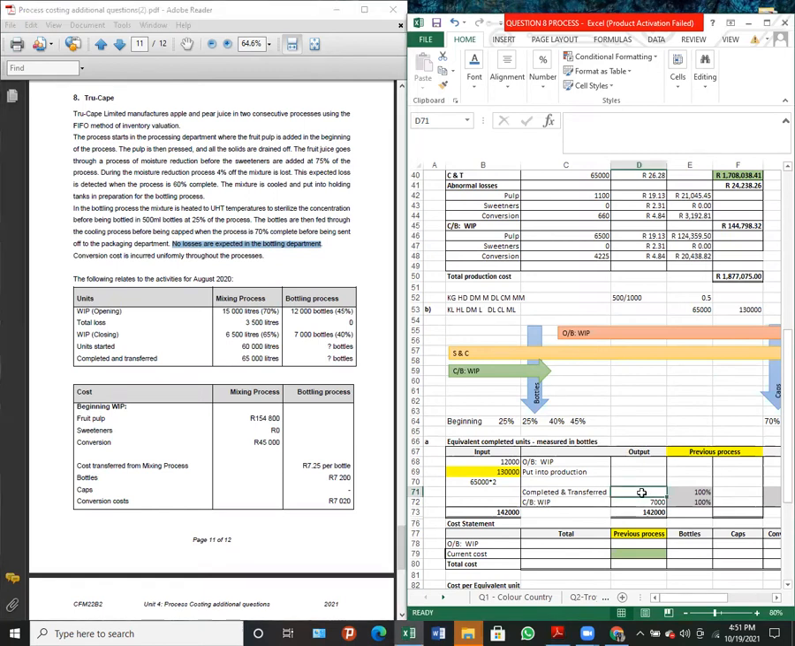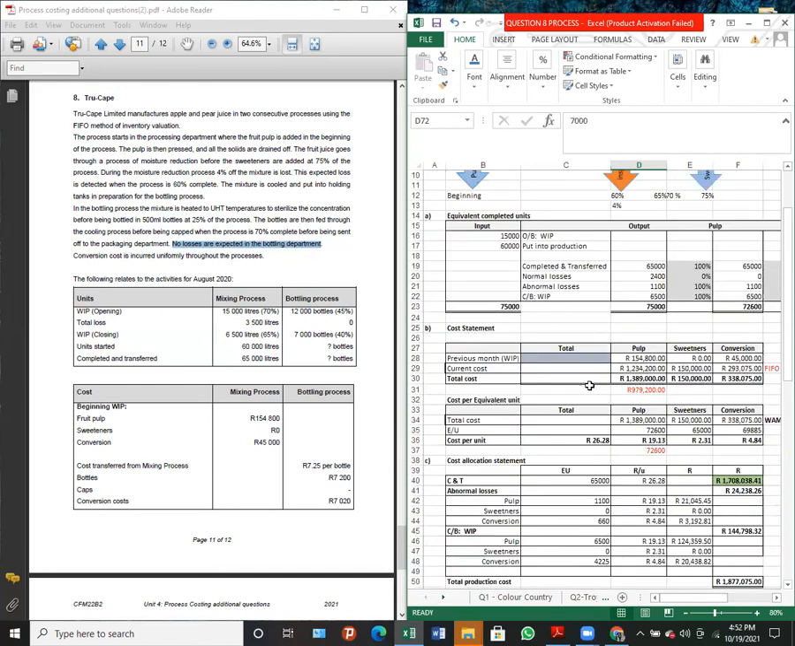How to calculate these, guys? Completed and transfer. Isn't it 142,000 minus 7,000? Correct. 1,000. 100%. 100%. This, ne? And then, guys, remember, completed and transferred is made up of what?